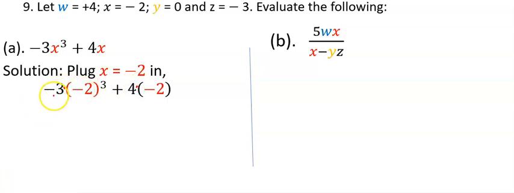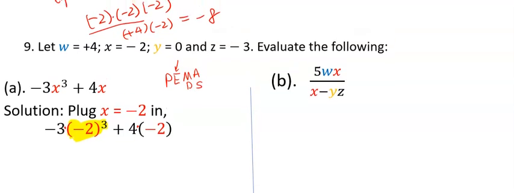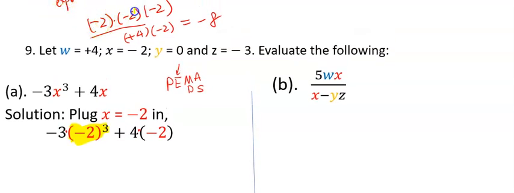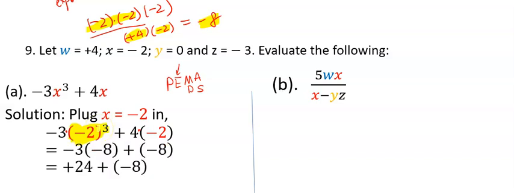Now let's follow the order of operations, PEMDAS, or please excuse my dear Aunt Sally. When we have exponents, we have to work them out first. So I'm going to do (-2) to the third, which is multiplying 3 copies of -2. Notice that -2 times -2 is +4, and +4 times -2 gives us -8. So for that part, we get -8.